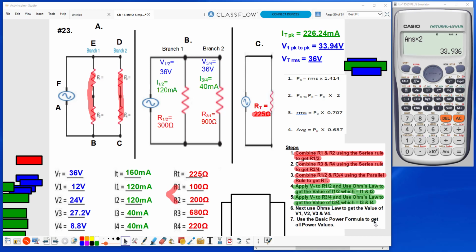Okay, I have down here use basic power formula to get all the power values, but we're not going to do power in AC. I didn't notice that that was on there until just now, so you can just disregard that. You see we don't have a column here for power anyway, and we haven't been doing power on any of them, so don't worry about power.